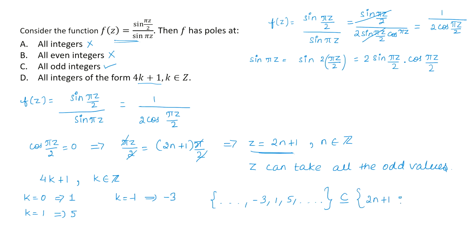Because f(z) is having a pole at all the odd integers, definitely it will be having poles at any subset of it, and therefore option D becomes a correct option. So the function f(z) will be having poles at all the integers of the form 4k+1, where k belongs to ℤ, is also true. So option C and option D are the correct answers. Thank you.